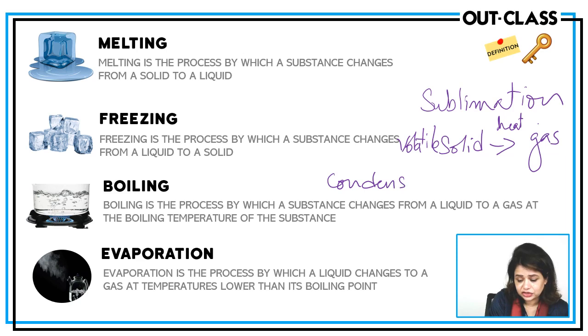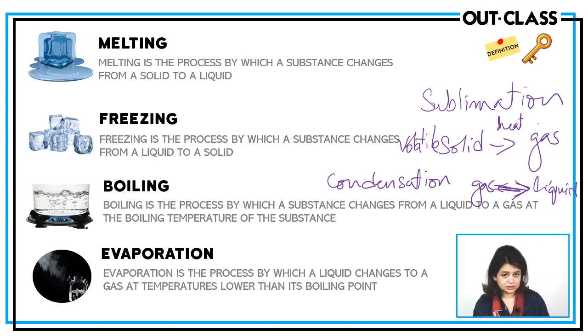Now what is condensation? Condensation is the conversion of a gas into liquid. Okay? So conversion of a gas into liquid is condensation, and condensation is an exothermic process unlike sublimation. It is the reverse. So condensation is an exothermic process because heat is lost. You are moving from a more energetic state to a less energetic state. So heat energy is lost to the surroundings, and condensation is exothermic.